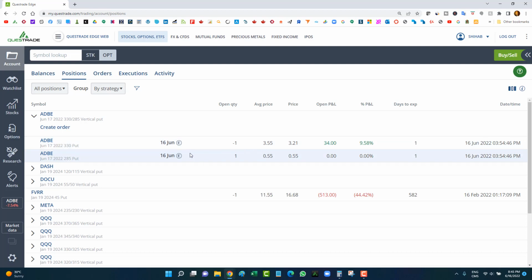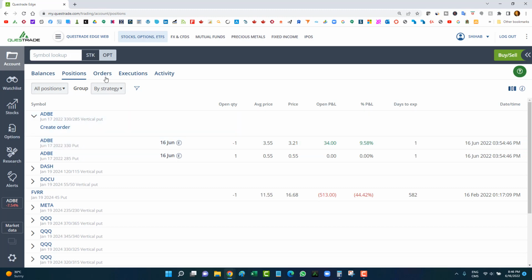So I did this spread instead, collected 3.55 from the short put, but I had to pay 55 cents on the long put. So basically I did it for a net credit of $3. It's as if I sold a naked put at 330 for $3. That's the trade that I'm going for, expiring tomorrow. As long as Adobe stays above 330 by tomorrow's expiry, the $3 collected is a winner. That's $300 with one contract.